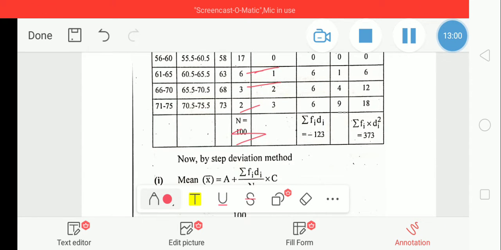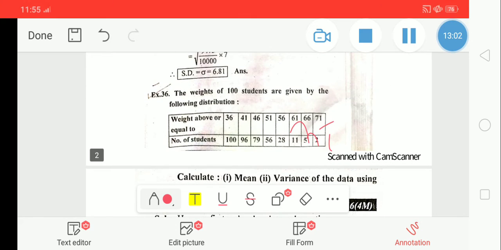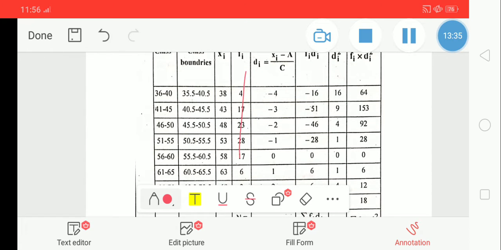So the sum of all of this is 100. So the given weight of students is for 100 students. Weight of 100 students are given and the number of students this way. So we can find the frequency. So 100 minus this gives the first frequency, then the second frequency is this minus this, then third, fourth, fifth, sixth and seventh frequency. In this way we find the frequency.